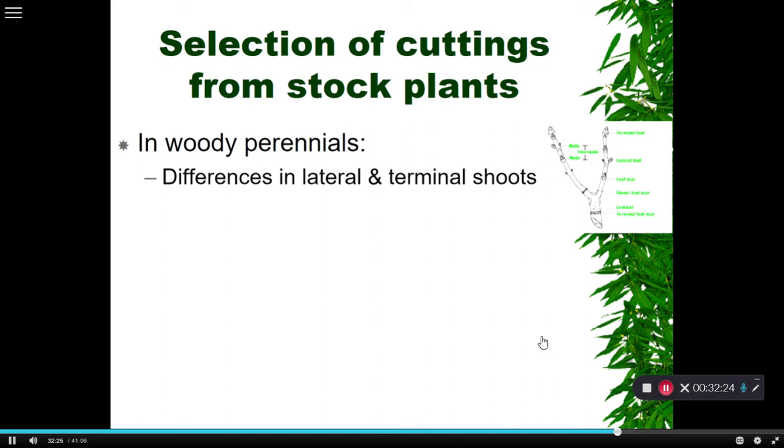What else as we consider woody perennials? Perhaps differences in various parts of the shoot. So think of a shoot that's 1.5 feet, 2 feet, maybe 3 feet long. If I cut it up into sections, which sections might root easiest? Would it be those at the base of the shoot, or those way out at the tip, or perhaps those in the middle?